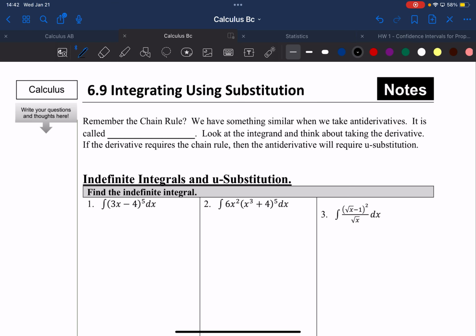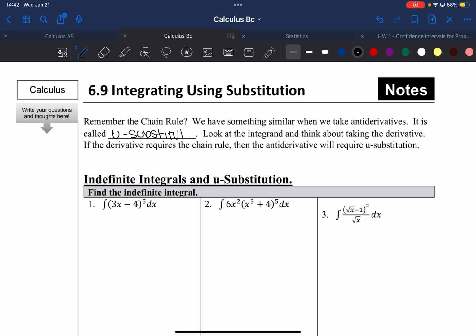Okay, so 6.9 is integrating using U substitution. When you hear U substitution, I want you to think of it as the opposite of the chain rule. The chain rule, we used it when we were doing the derivative. U substitution, we're going to use it when taking the antiderivative. So this right here is U substitution. And all you need to know again is it's the opposite of the chain rule.